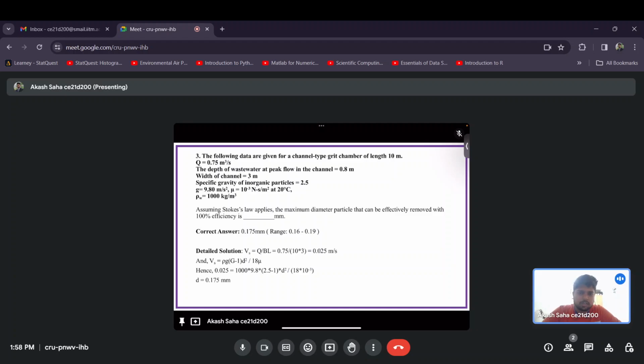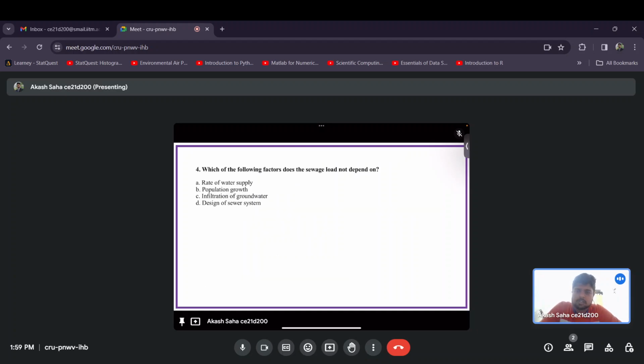So again, just be careful with the units. So this is the answer for this question. Again, it's a very simple and pretty direct question. Just make sure that when the particle is being removed 100%, its surface overflow rate will be equal to the settling velocity. That's why we equated Q by L B to the settling velocity. Okay, so we will now move on to the next problem.